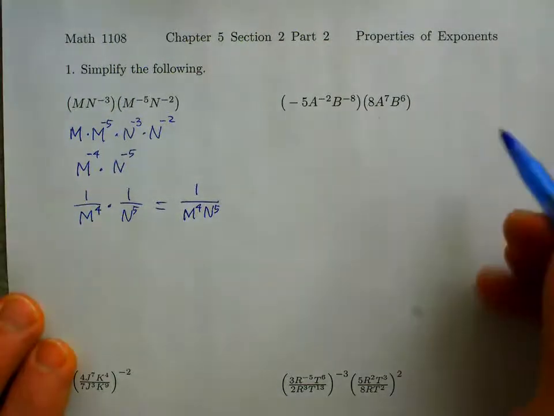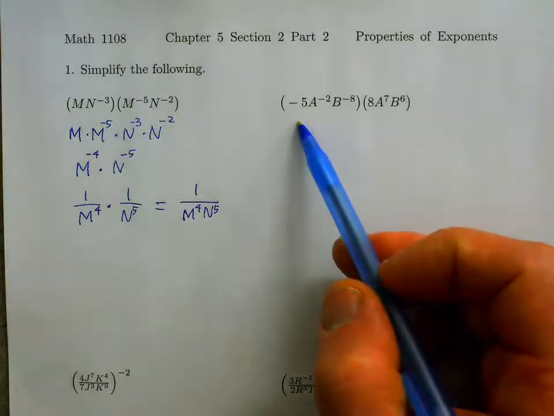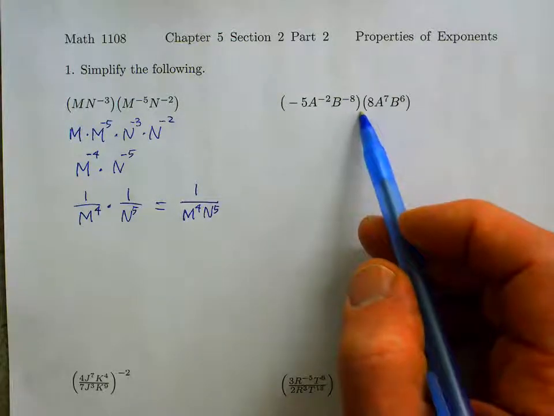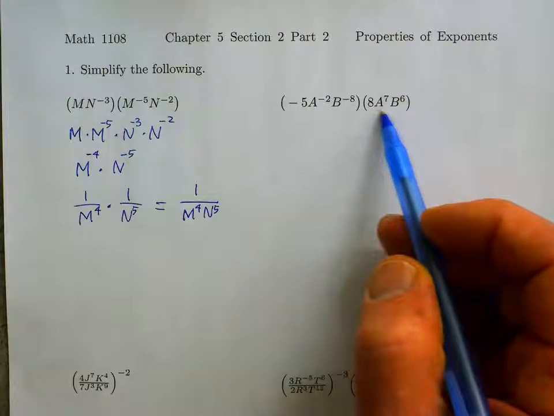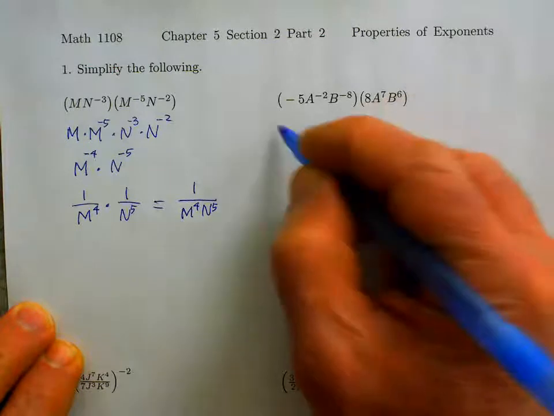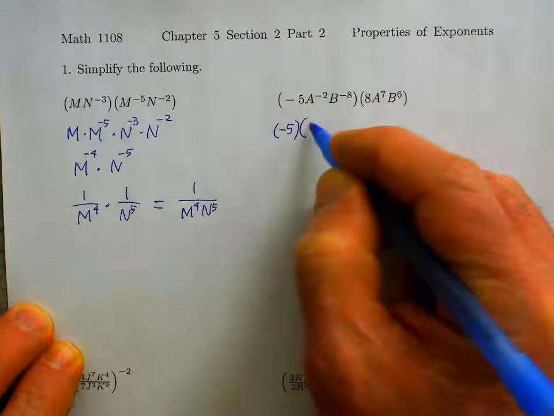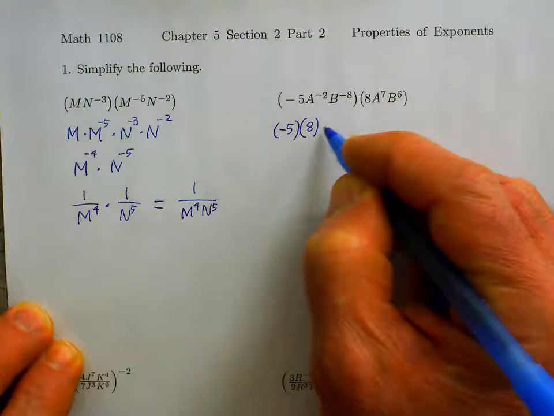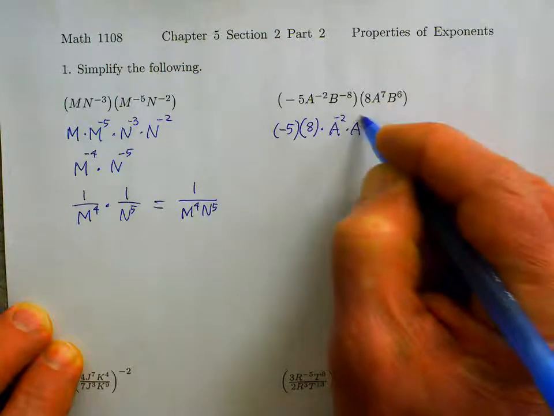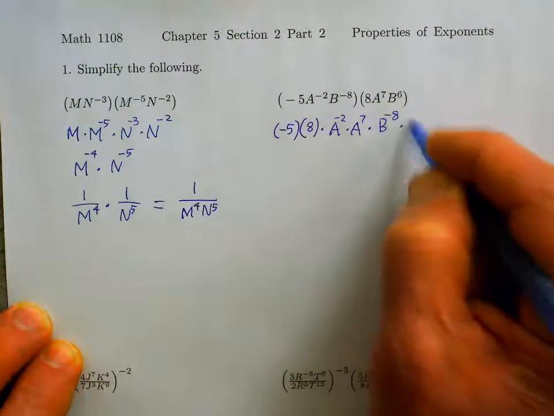The next example, we're just multiplying factors again. Negative 5 times a to the negative 2 times b to the negative 8 times 8 times a to the 7th times b to the 6th. So if you want to rearrange the factors, you can. We can write the numerical factors next to each other. Negative 5 times 8. And then a to the negative 2 times a to the 7th. And then times b to the negative 8 times b to the 6th.